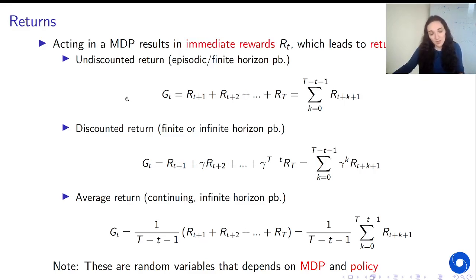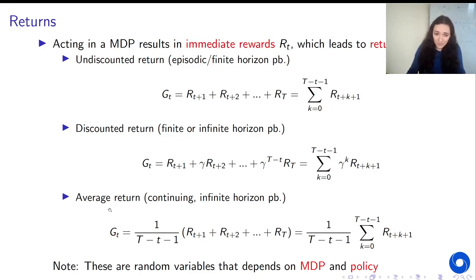For instance, the undiscounted return is usually used in episodic finite horizon problems, because if this is undiscounted and becomes an infinite sum, this might be unbounded. The discounted return is the one that we're going to be using the most frequently, and it is suitable for both finite and infinite horizon problems. And average reward usually is used for continuous infinite horizon problems.